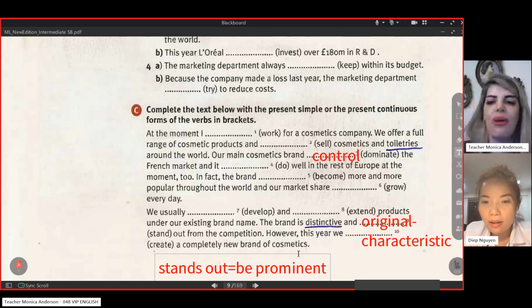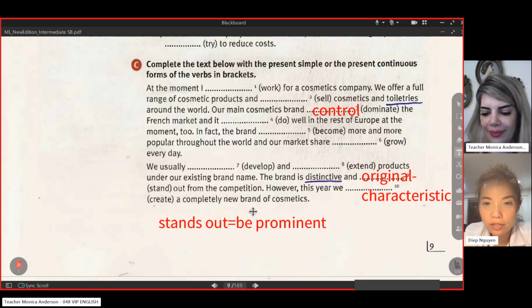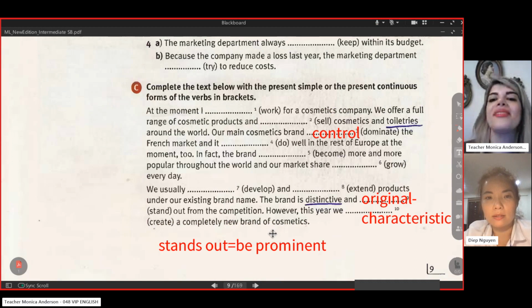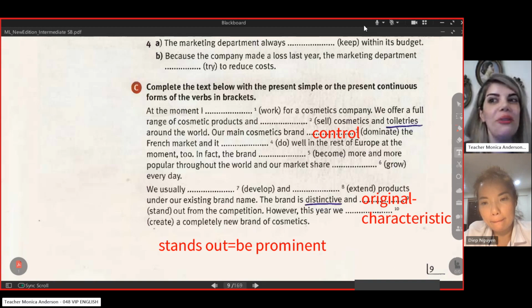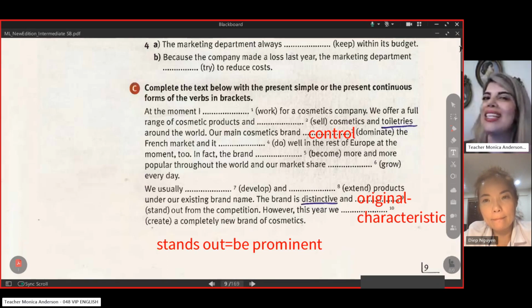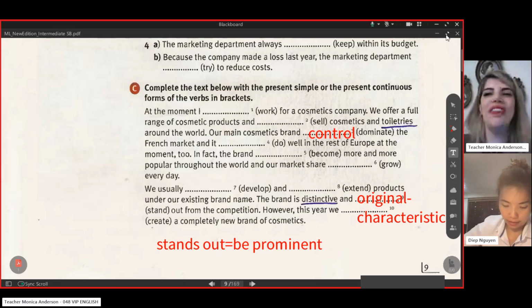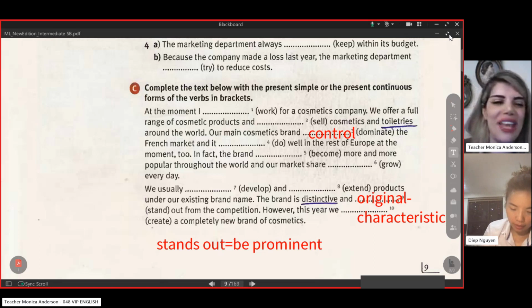However, this year, we are creating a completely new brand of cosmetics. Of course, you need to know this word because this is a really essential word for ladies. Lipstick, of course. We have some cosmetic products that we normally use every day.